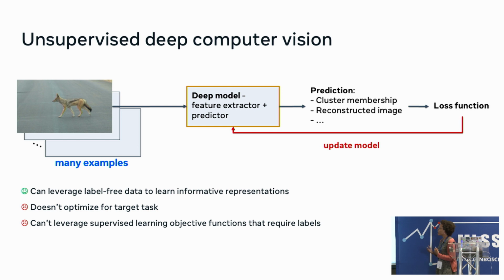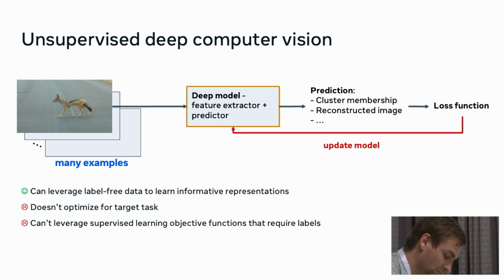And of course, with this type of approach, you can't really leverage supervised learning objective functions, right? By definition, they require some sort of supervision, usually in the form of labels that are annotated, that are collected by humans. And that's a pity because supervised learning is probably the most standard paradigm we have for statistical machine learning, and it's a very rich field and a very successful field. So it's a bit of a pity that we can't really use these types of objective functions.